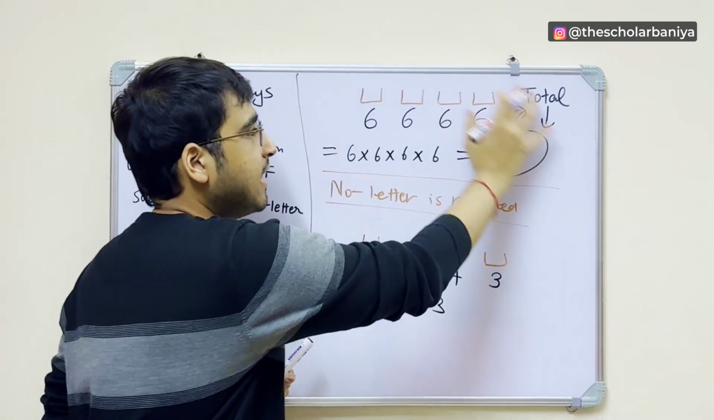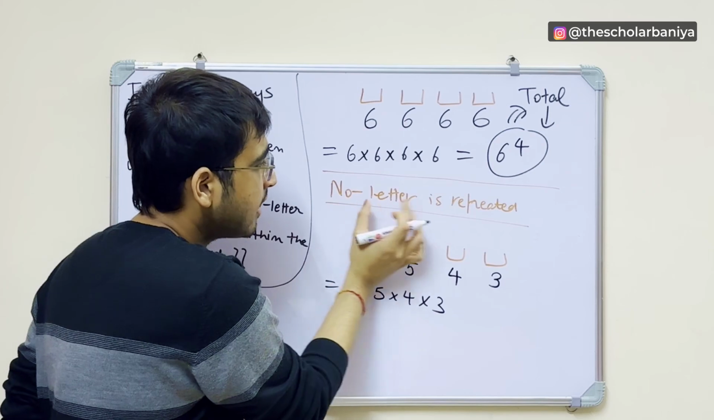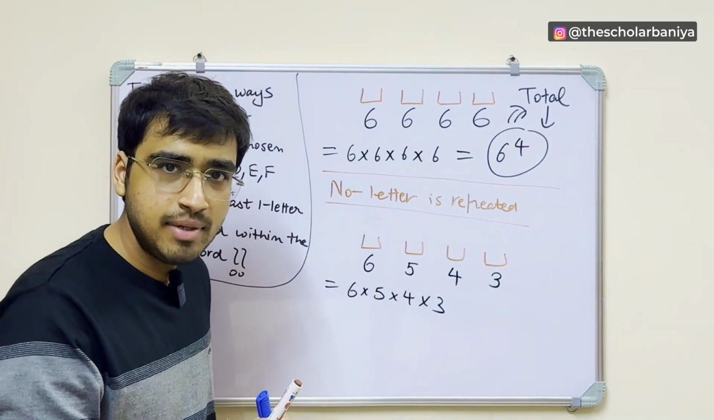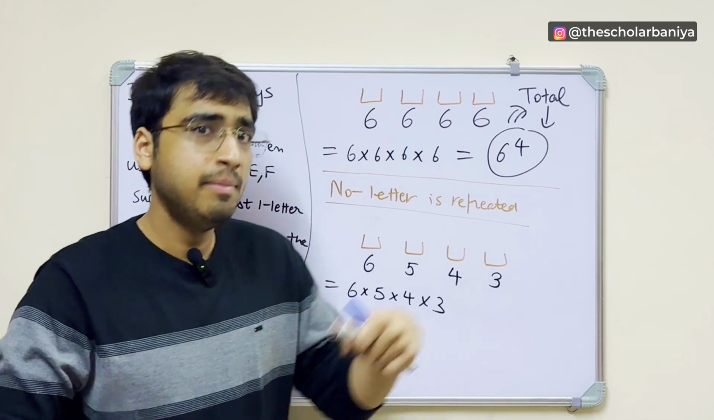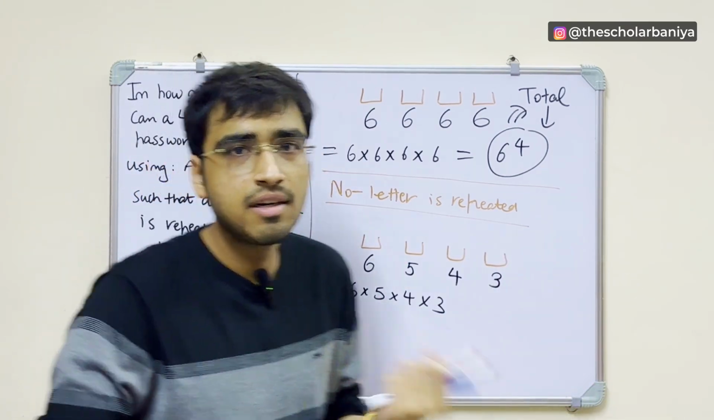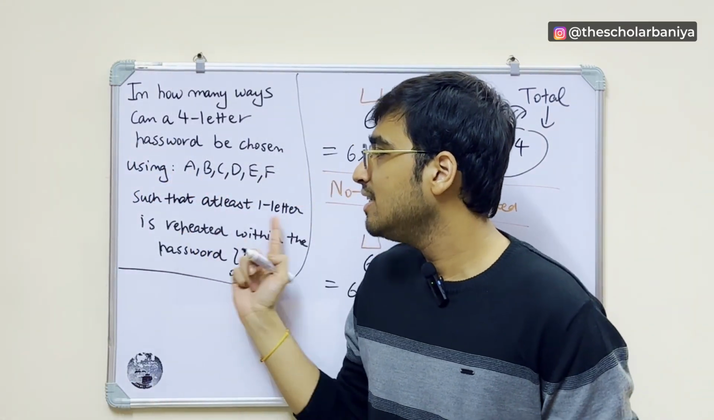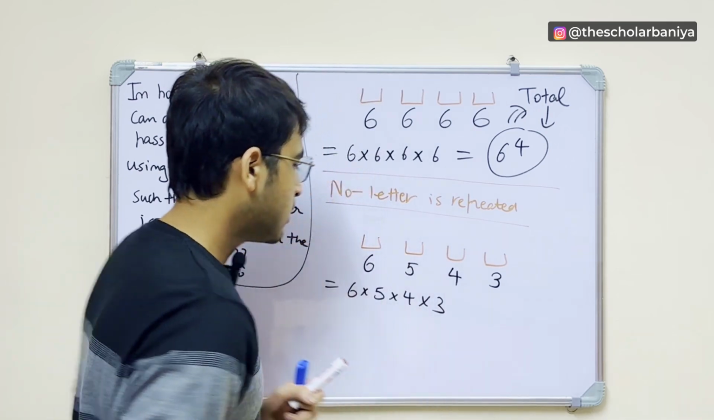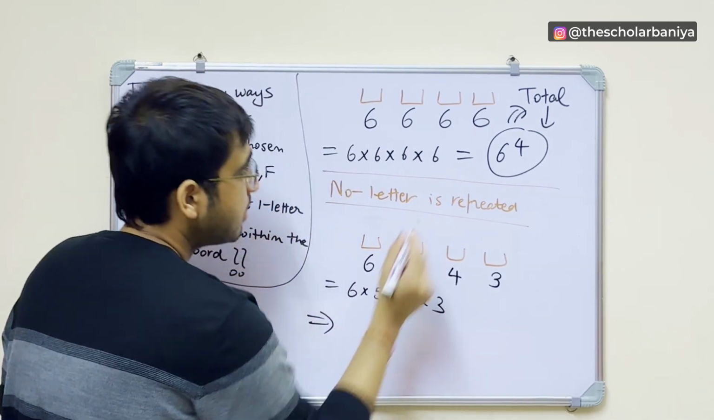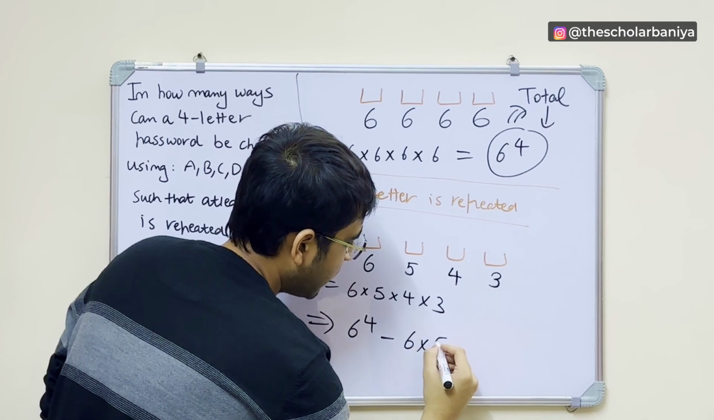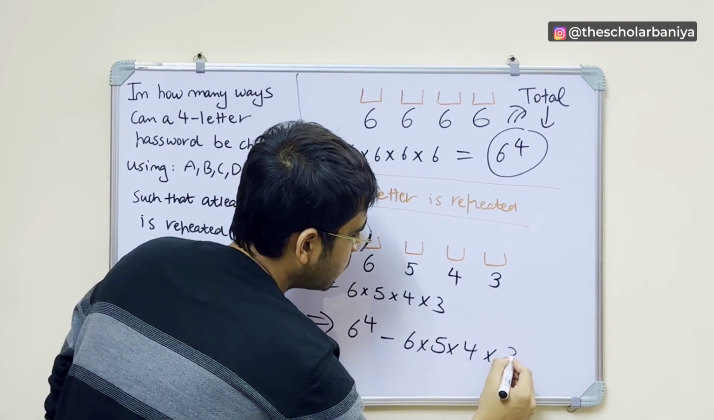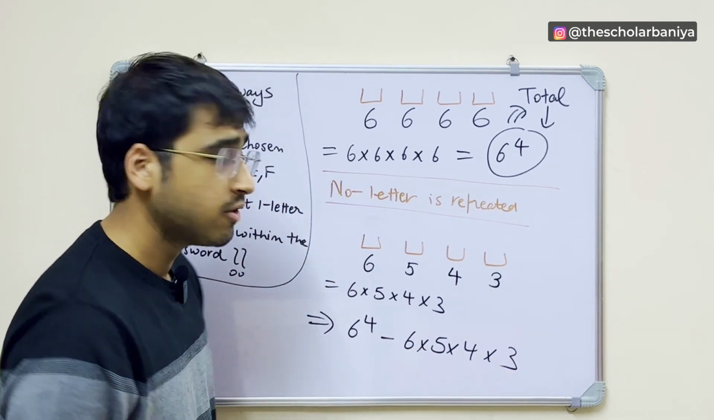Because from the entire thing, if we subtract no letter is repeated, that means what we will get? We will get maybe one letter is repeated, maybe two letters are repeated, maybe three letters are repeated. So what we get is at least one letter is repeated. So this is your answer. So your answer becomes 6 to the power 4 minus 6 into 5 into 4 into 3. So this becomes your final answer.